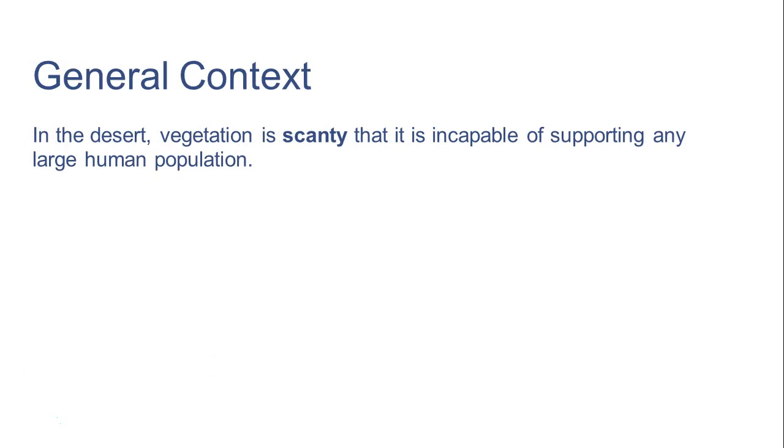Another way is to use the general context, whatever makes sense to you, if you understand the meaning of the sentence. And in this case, in the desert, vegetation is scanty, that is incapable of supporting any large human population. We know the meaning of desert, right? We know the meaning of vegetation, hopefully, or plants. How many plants do you see in the desert? Not many, right?